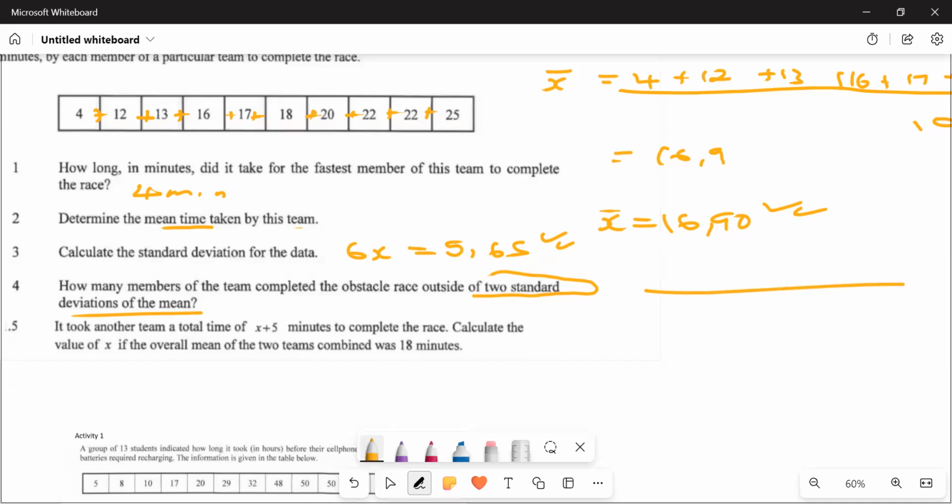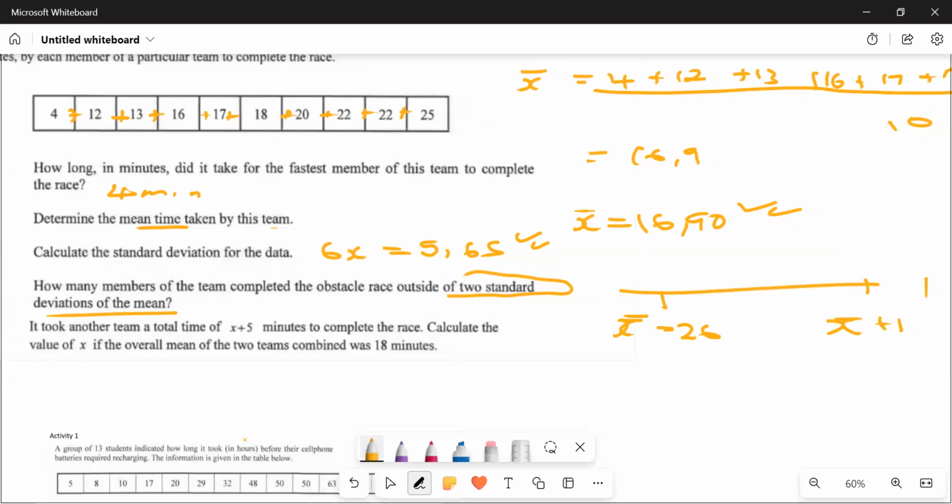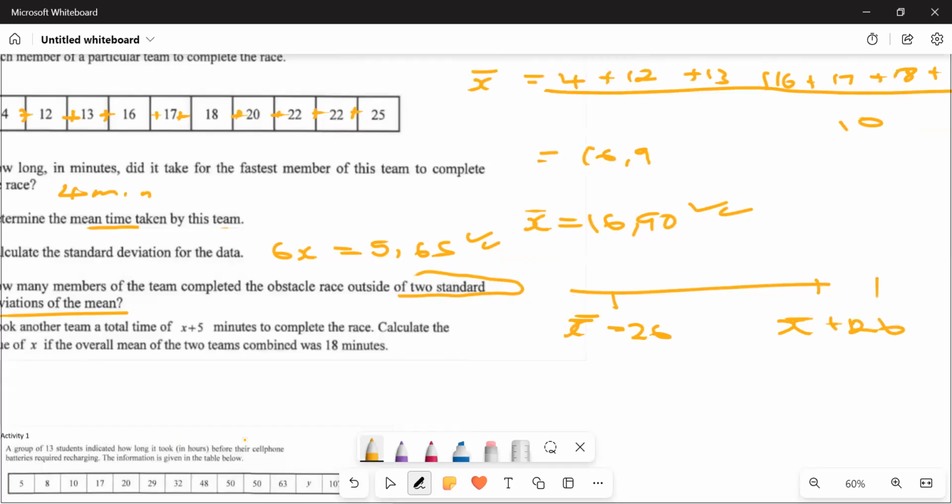You're going to say, okay, I can have mean minus 2 standard deviations, and then I can also have the mean. The other option that I have is mean plus 2 standard deviations. Why 2 standard deviations? I get that they said 2 standard deviations. Are they always going to say 2? No, they can say within 1 standard deviation sometimes. Sometimes they can say 2 standard deviations.